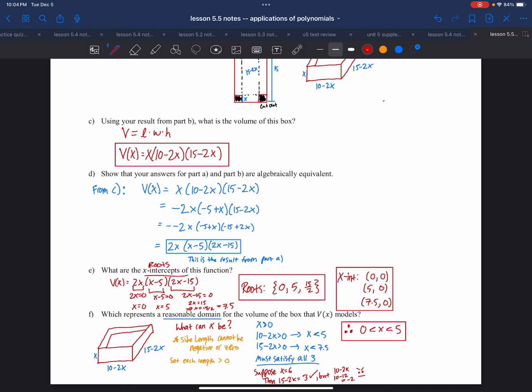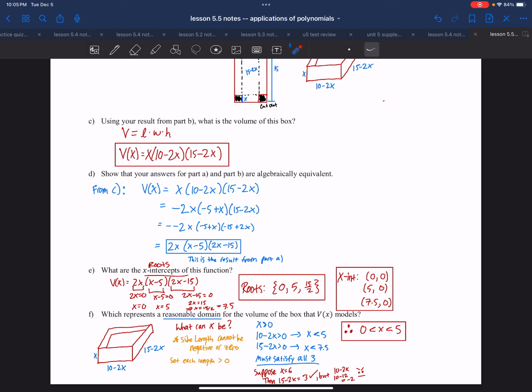That is the reasonable domain for x. You just basically set all the side lengths strictly greater than 0. And then just know that it must satisfy all 3, because if it doesn't satisfy all 3, it makes one of the side lengths negative, right? You know that x has to be positive because of this side length.